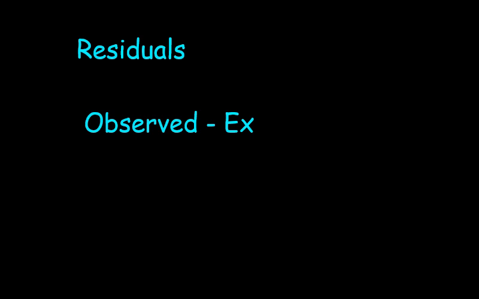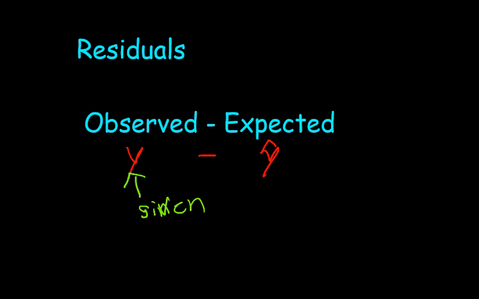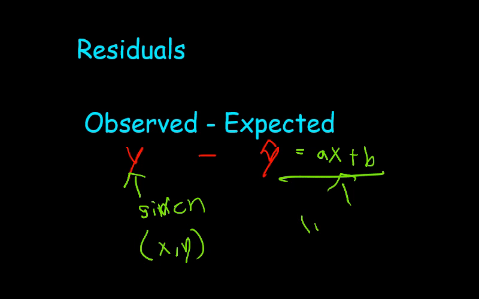So a residual is observed minus expected, where the y values are the observed and the y hats are your expected values. Your observed values, these are given to you, and they're usually given in terms of x's and y's, kind of like the ordered pairs from the days of old. How do you find y hat? It's equal to ax plus b. And how do you get the ax plus b? We find that through linreg. Ringing any bells? Good.